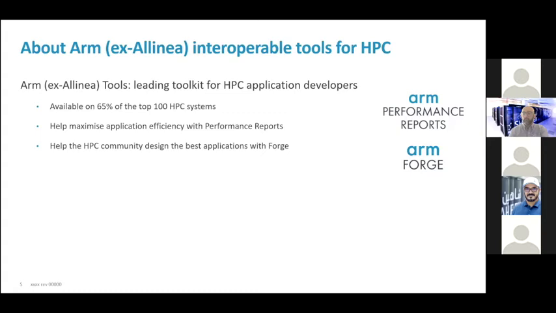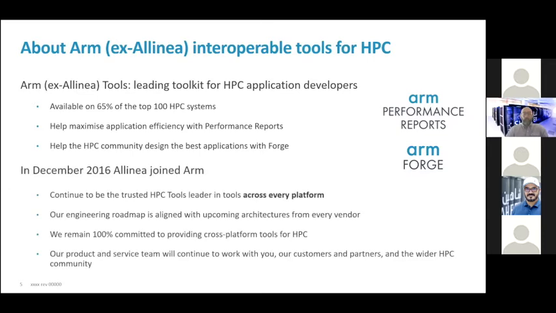Now it is available on over 65% of all top 100 HPC systems, and it's designed in a way to maximize the efficiency for the best of your applications. Allinea was taken over, merged into ARM in 2016. So from then on, the tools are named as ARM Forge and ARM DDT, MAP and Report.